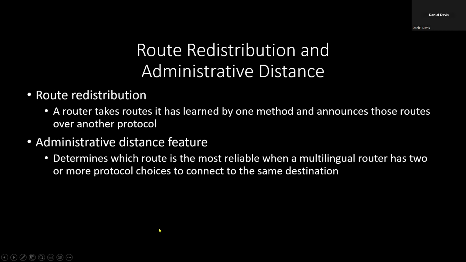Not all of the routing protocols communicate with each other very nicely, so we have to use something called route redistribution. It's where a router takes a route that is learned by one method and announces those routes over another protocol. Administrative distance is a feature that we use to determine which route is going to be more reliable when we use multiple routing protocols.